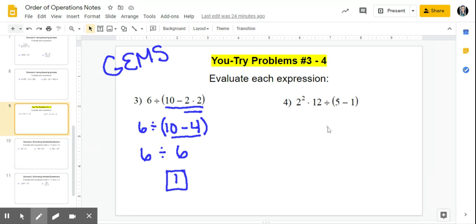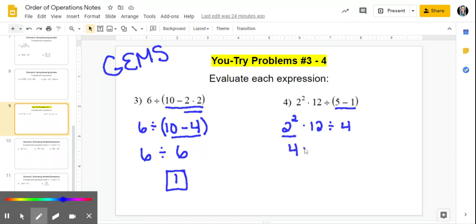All right, problem 4. What should I do first? G stands for grouping symbols. That always comes first. So 5 minus 1 just gives me 4. I'm going to drop down everything else. What's the second step? The exponent. 2 to the second power means 2 times 2. That just gives me 4. And I'm going to bring down everything else.